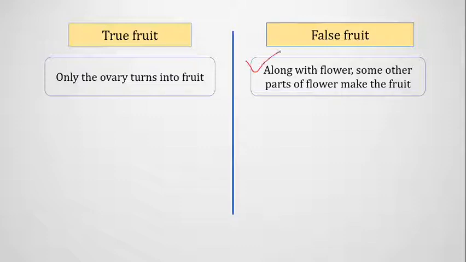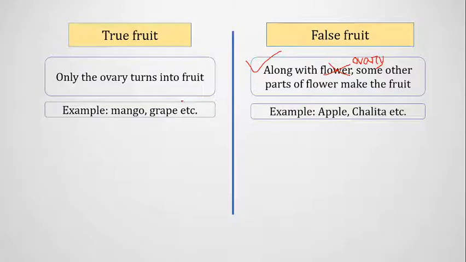And what is considered a false fruit? If the fruit comes from the ovary as well as other parts of the flower, these developed fruits are called false fruits. Most fruits are true fruits, for example mango, grape, jackfruit, etc. And false fruits are, for example, apple, chalta, etc.